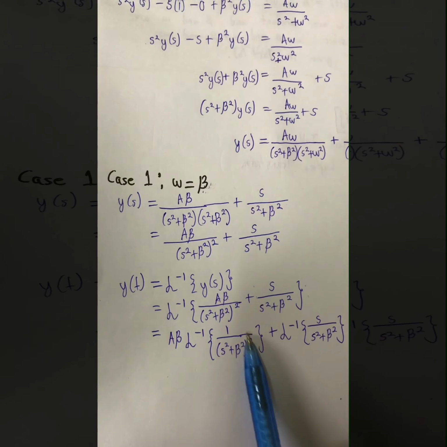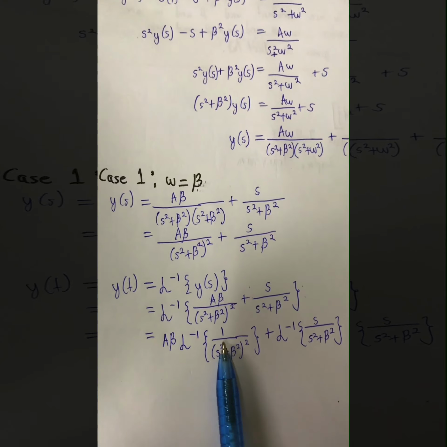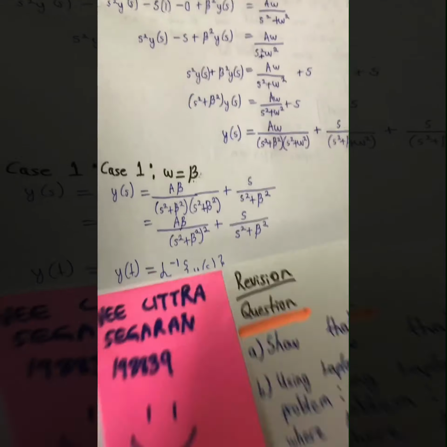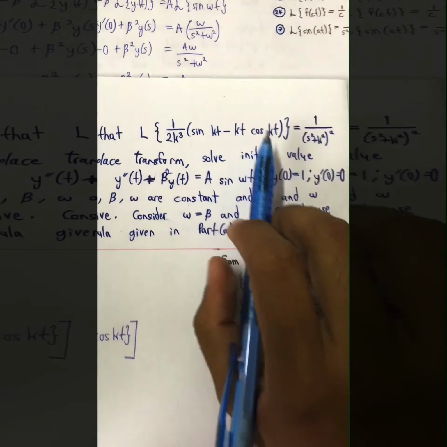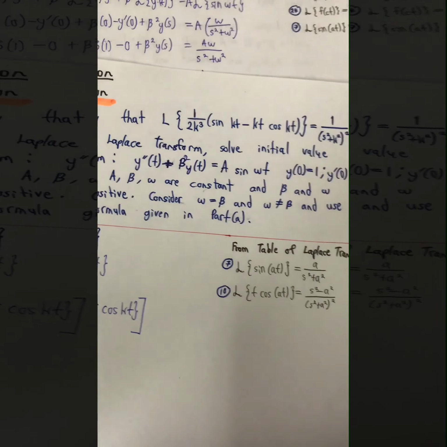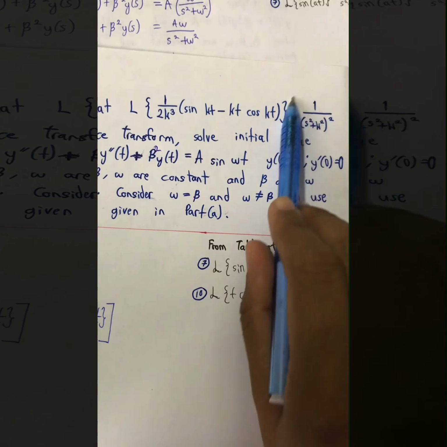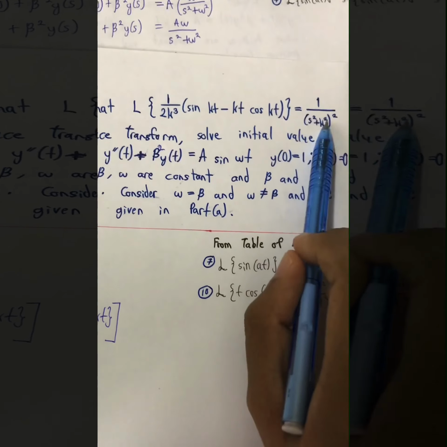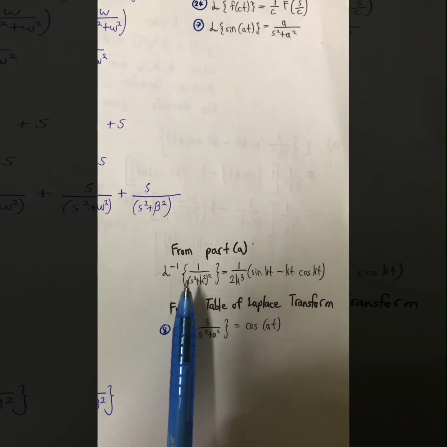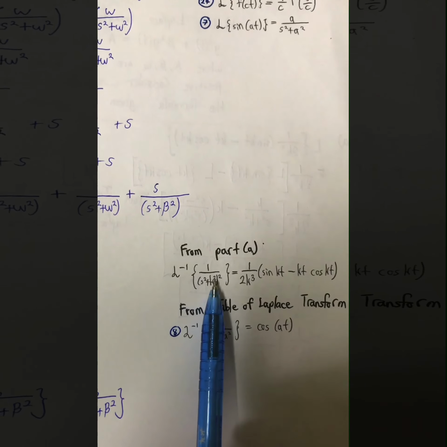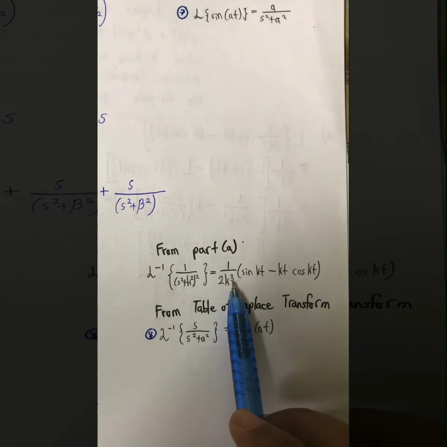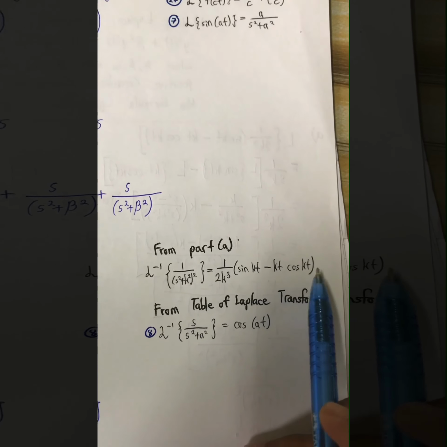So here, to find the inverse of Laplace transform, we can use the formula from part A. Here the question is to transform this into this, but for part B, when you find the inverse of Laplace transform, we convert this into this. So from part A, the inverse of Laplace transform of 1 over (s square plus k square) square is equal to 1 over 2k cube times (sine kt minus kt cos kt).